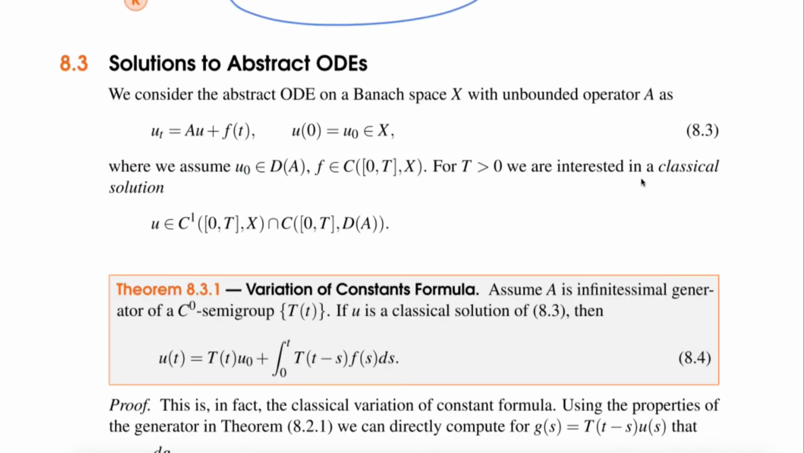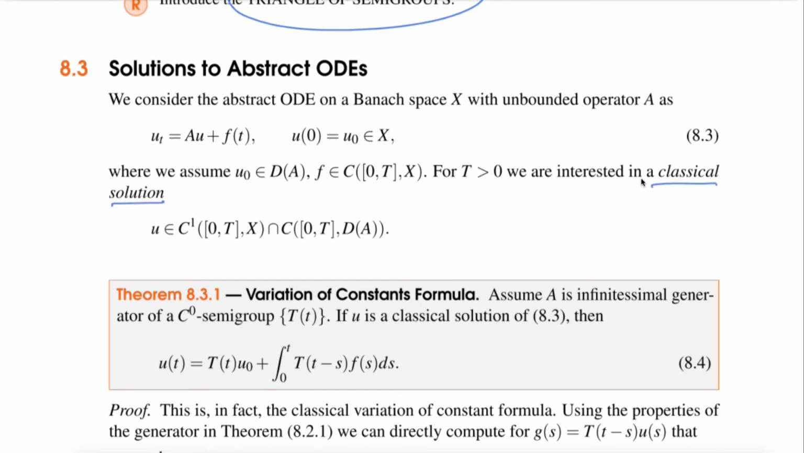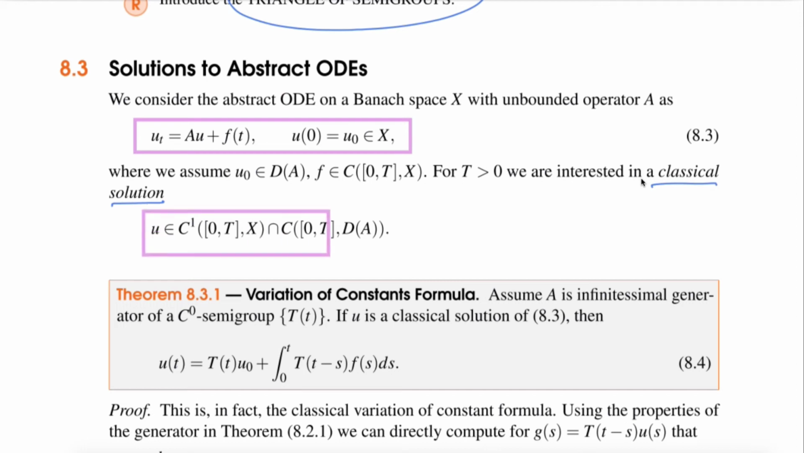But before I do this, I come to the solutions of abstract ODEs. And here we come back to the idea of a mild solution. I think we talked about this before. Okay, let's jump right in. First of all, I talk about a classical solution. We have a differential equation right here, with an initial condition given in a Banach space. A classical solution is a solution which is C1 in time with values in X, which is the Banach space, and also continuous in time with values in D(A).